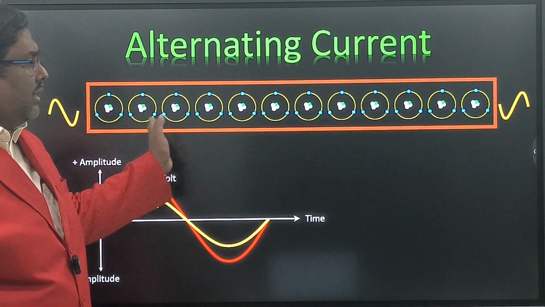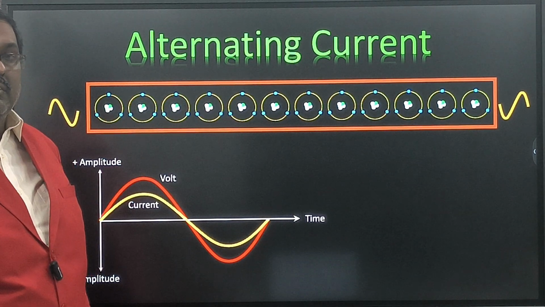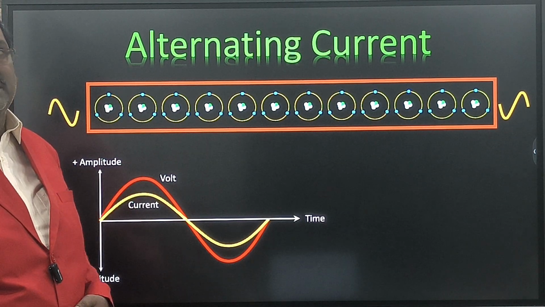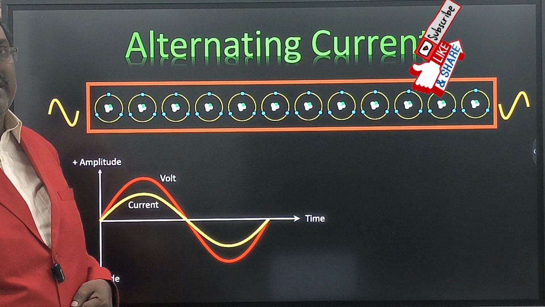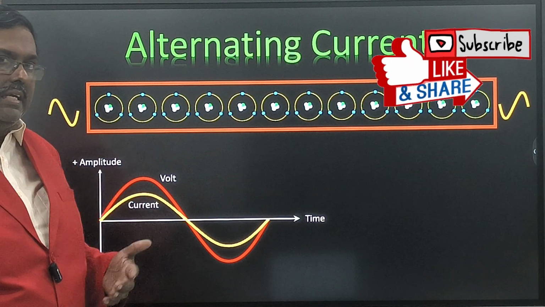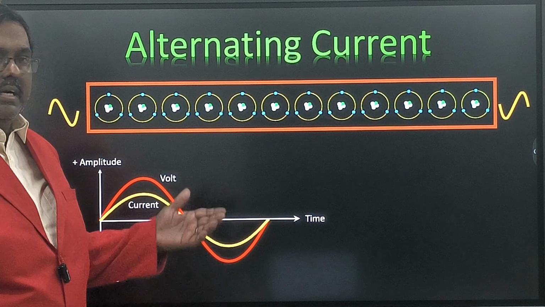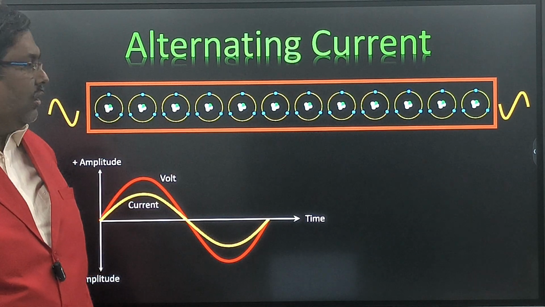So in this way, if you are transferring the current, you can transfer it over very long distances, kilometers, miles and miles of distance, without loss, or with very little loss. If you transfer the DC directly in one direction, then a lot of losses are there. So that is why we are using the alternating current.